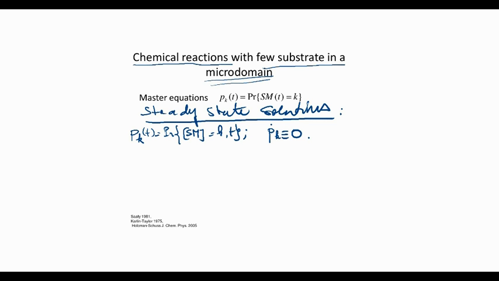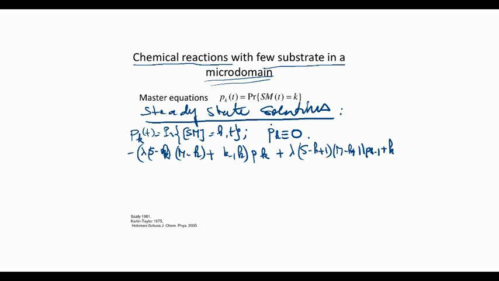Let me just rewrite the generic term, which is lambda (S minus k)(M minus k) plus k(k minus 1)... so this is p_k, minus this, plus lambda (S minus k plus 1)(M minus k plus 1) p_(k minus 1), plus (k minus 1)(k plus 1) p_(k plus 1). This has to be equal to 0.